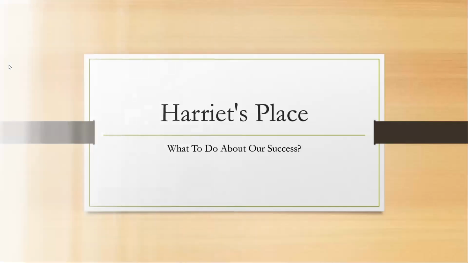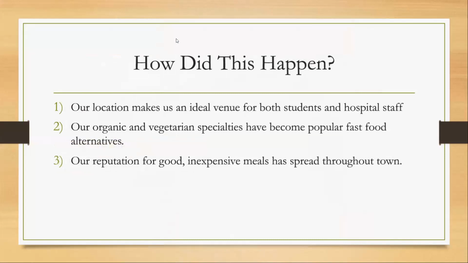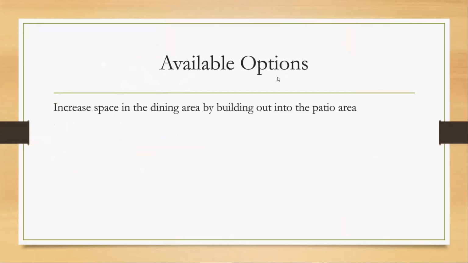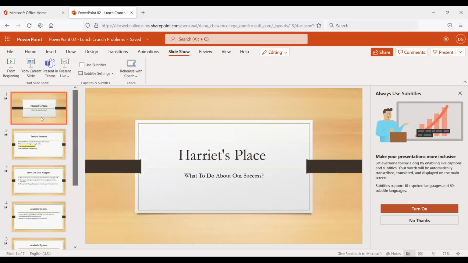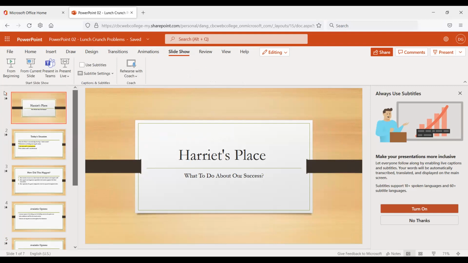Our title slide. See the slow wipe across? And then the rest, because I didn't click apply to all, they're still at the 1. I'm going to escape out of this. I go back to slide 1, go back to the transitions, and I tell it apply to all. Now when I run the show, they're all going to have the slow transition.